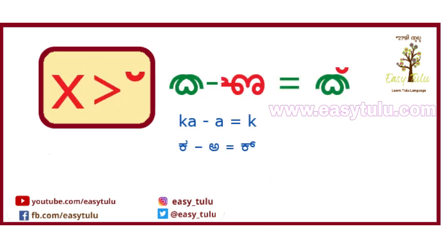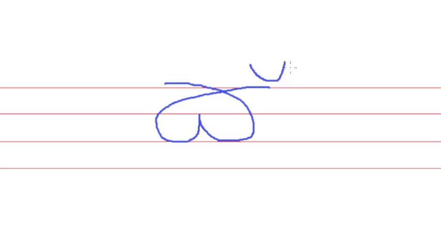If we remove the vowel a from ka, we get the pure consonant sound k, which can be represented by a symbol called virama. This is the symbol to remove inherent vowel a from consonants. Let us see how to write this letter. This is ka. When we write the virama symbol on top of the letter, it will be k. K plus a becomes ka.